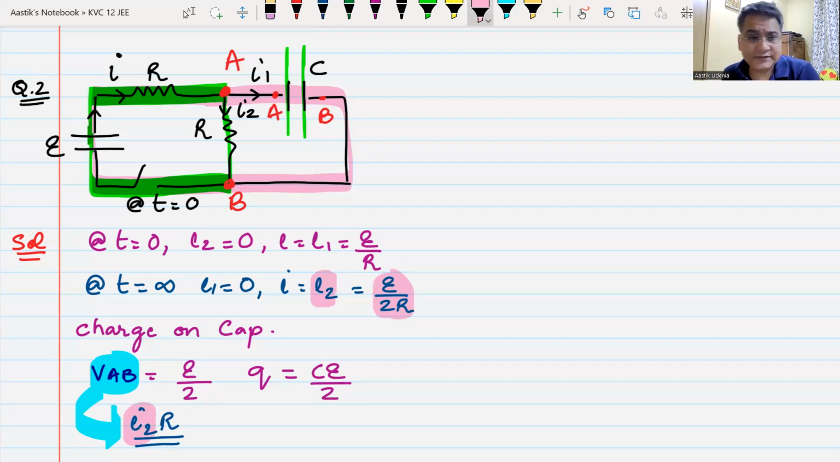Do we understand this? You have to find out the potential drop across the resistor, I2 into R. You have already found out the value of I2. Multiplied by R, we get this. Still any trouble? Let me know. Any trouble?